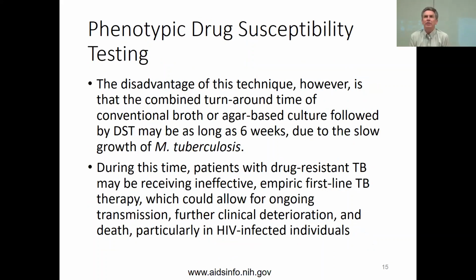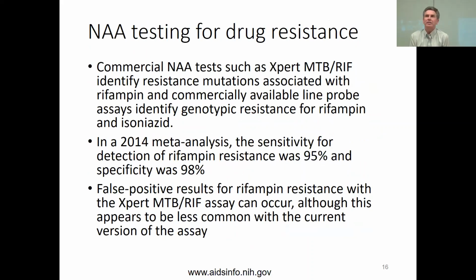Now, how do we do drug susceptibility testing? Well, there is the conventional phenotypic drug susceptibility testing where you essentially have a culture of MTB in a media that contains the anti-TB drug. However, this is a slow process due primarily to the fact that MTB grows very slowly in culture. And so far better to use the nucleic acid amplification testing, which looks for the signature genetic mutations that confer resistance to rifampin, for example. And there are also line probe assays that have similar technology that can look for resistance to isoniazid. And while there have been some reports of false positives, these are less common with the current version of the assay.